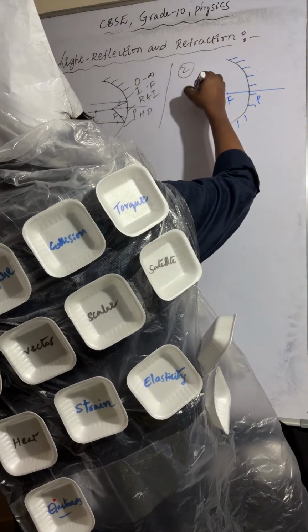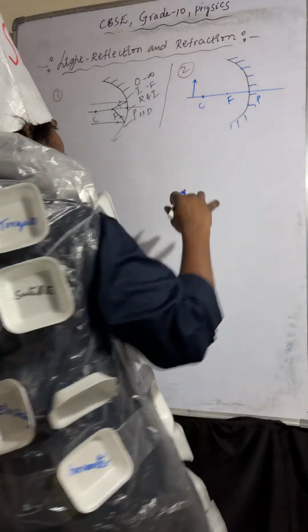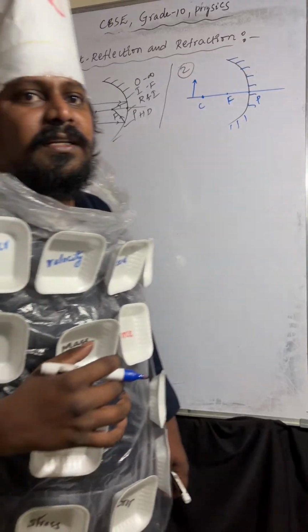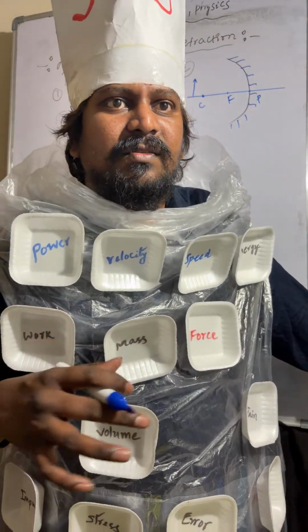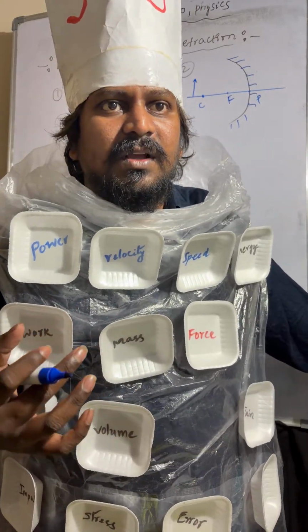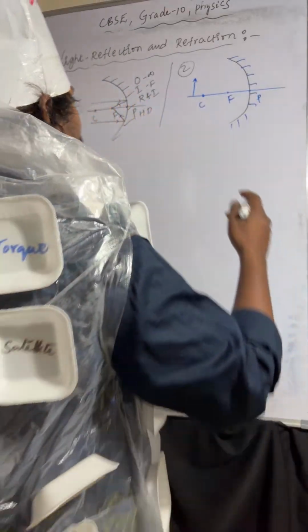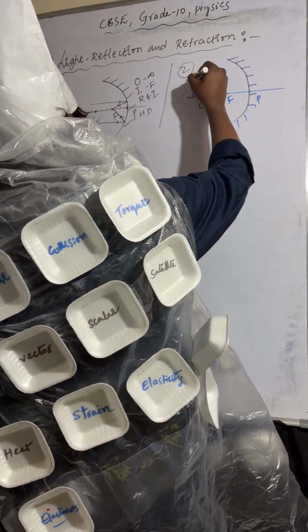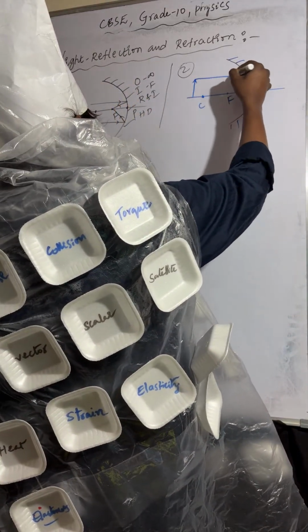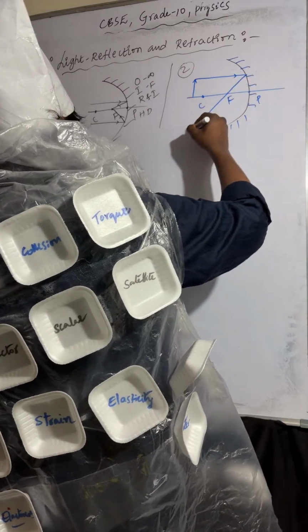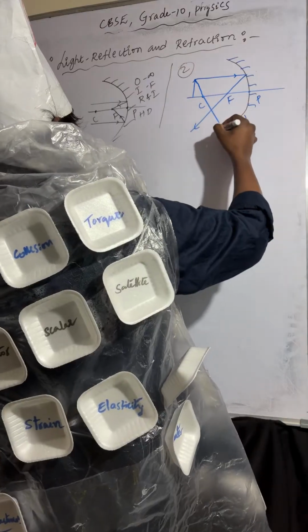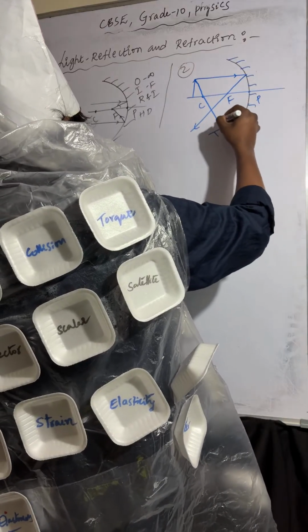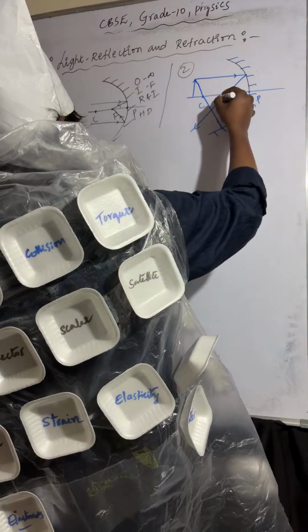Object is placed beyond center of curvature. So how many light rays are required to form the image of the object? Minimum 2 light rays are required. One light ray I am taking like this. After reflection, that will pass through focus. Another light ray is passing through center of curvature.